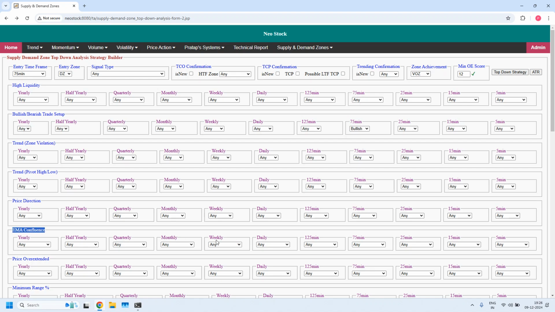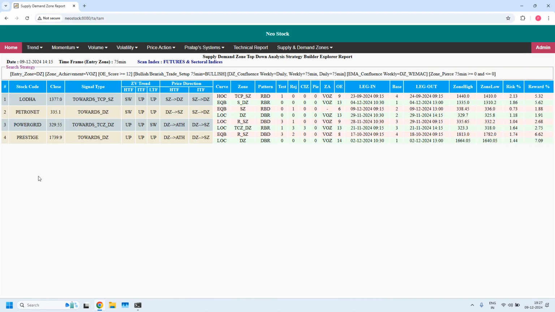Let's verify. In the EMA Confluence weekly time frame, weekly demand zone having weekly EMA Confluence filter is enabled. With this filter we got 4 stocks, and first one and second one are sideways trend, just ignore them. And the third is uptrend and fourth is uptrend. These two are high probability trade setup supported stocks.